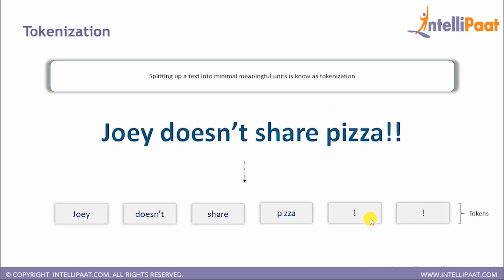So generally the first step in NLP process is tokenization. So in tokenization, we basically split up our text into individual units, and each individual unit should have a value associated with it. So let's take this example. We have a sentence, Joey doesn't share pizza, and we are splitting this up into individual tokens where each word is taken as a separate token, and also the exclamation marks are taken as separate tokens. Now we can use these tokens for another process like parsing or text mining. So let's actually head on to a Jupyter notebook and learn how to tokenize a sentence using the NLTK package.